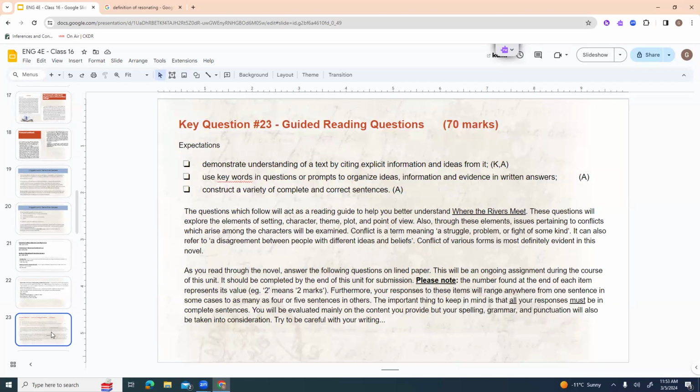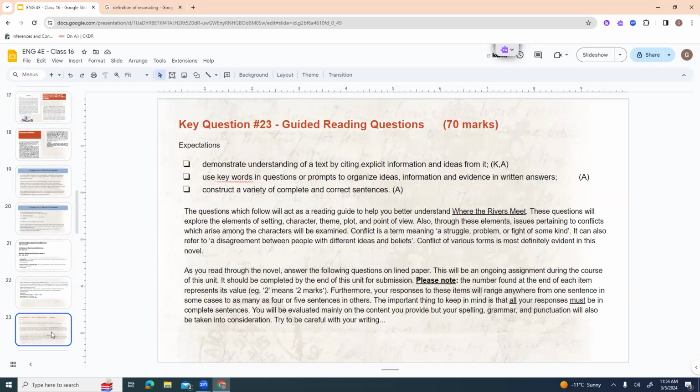So these questions will explore the elements of setting, character, theme, plot, and point of view. Also, through these elements, issues pertaining to conflicts which arise among the characters will be examined. Conflict is a term meaning a struggle, problem, or a fight of some kind. It can also refer to a disagreement between people with different ideas and beliefs. Conflict of various forms is most definitely evident in this novel.